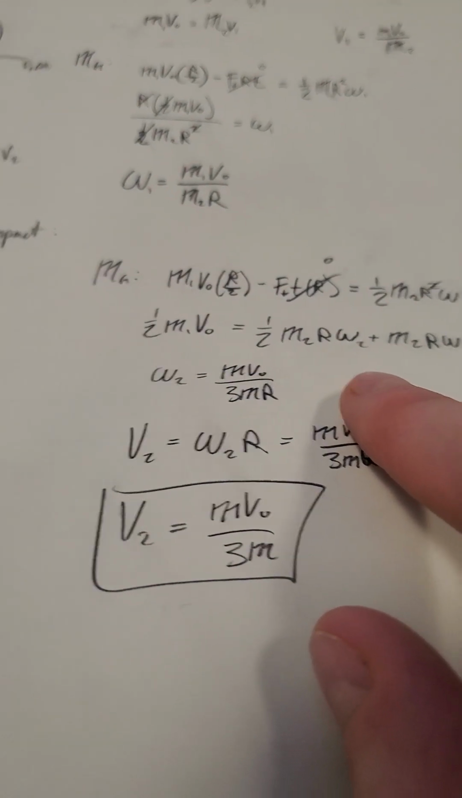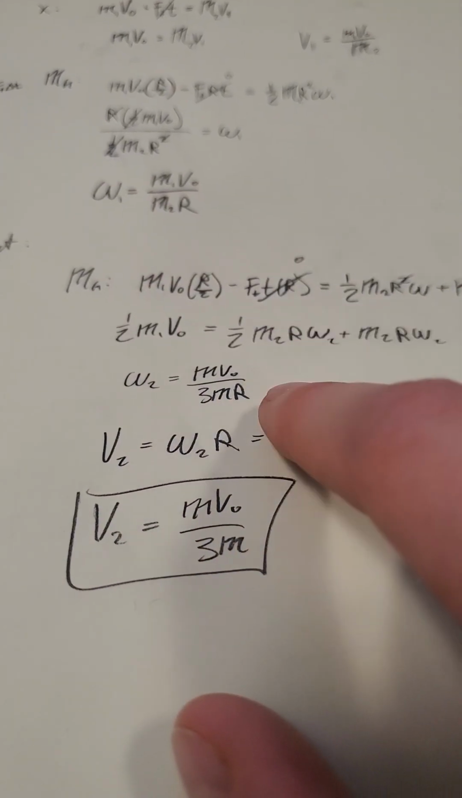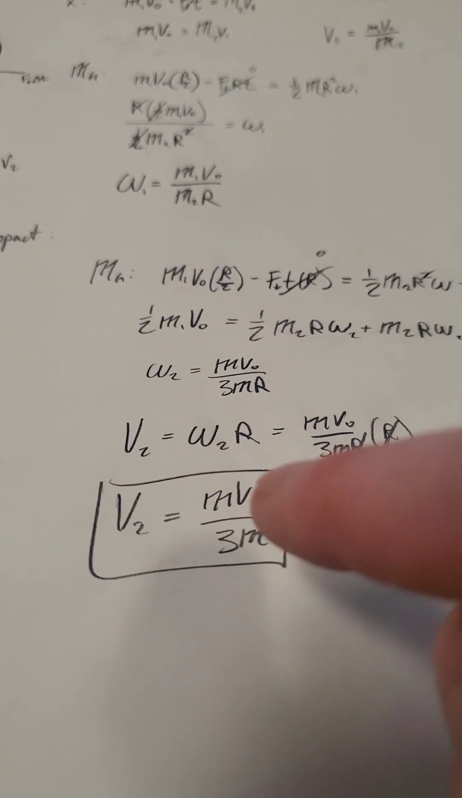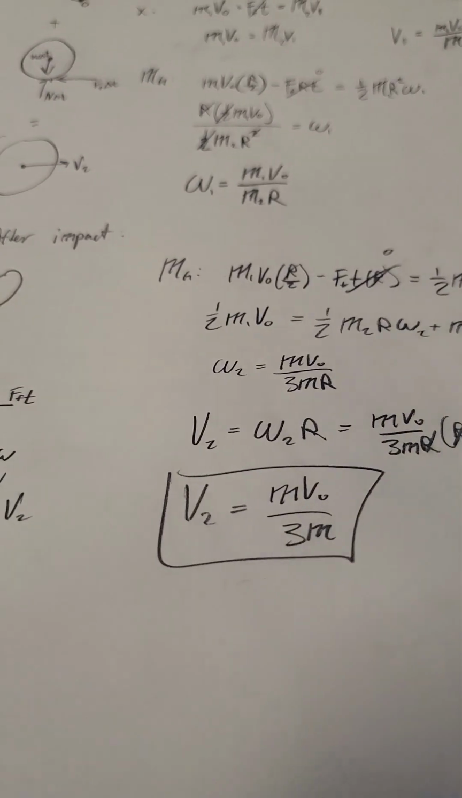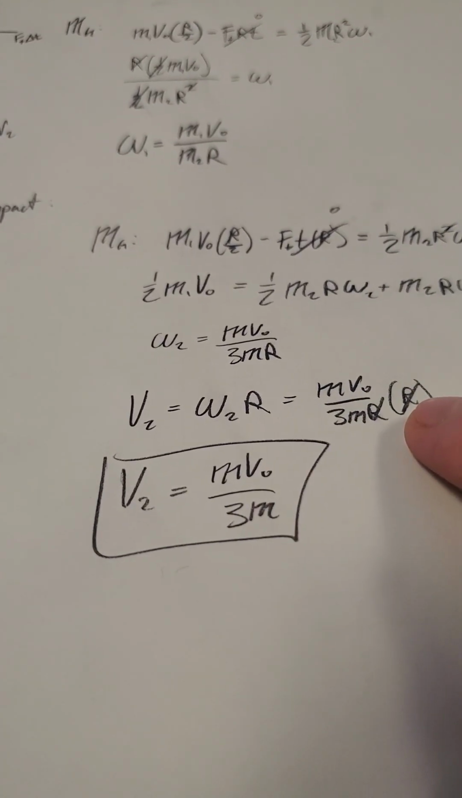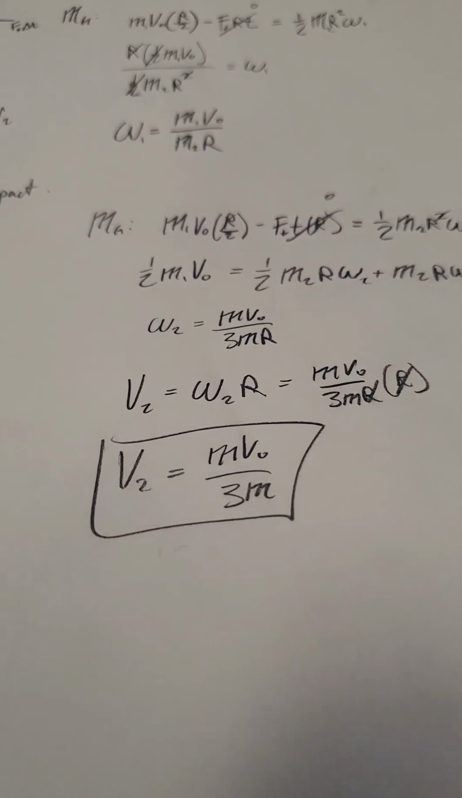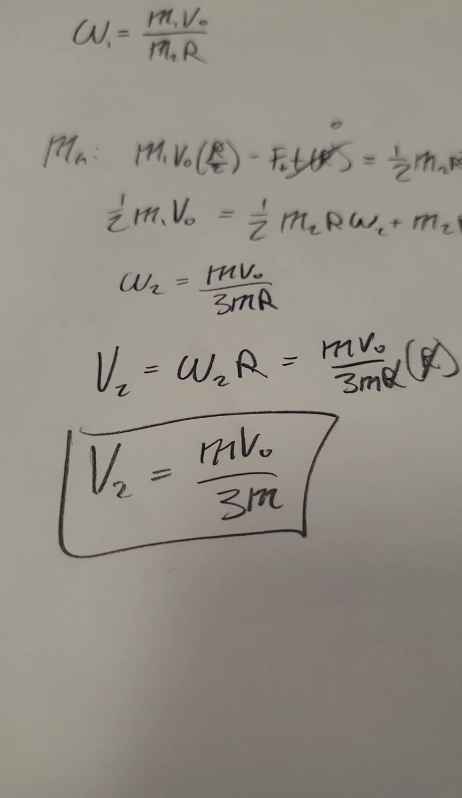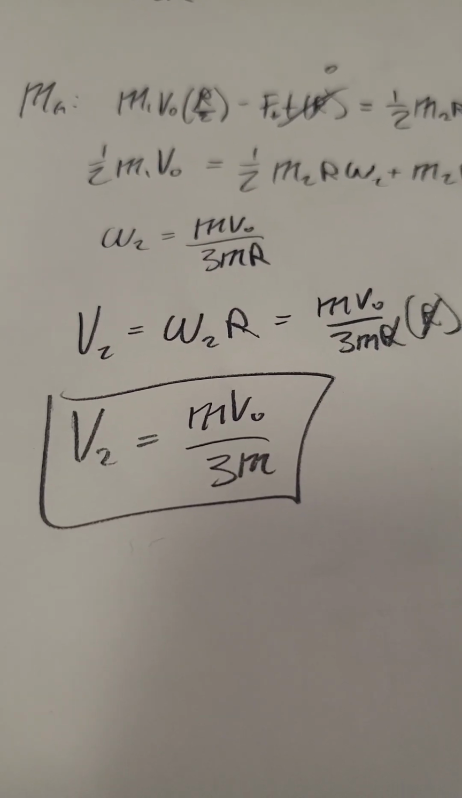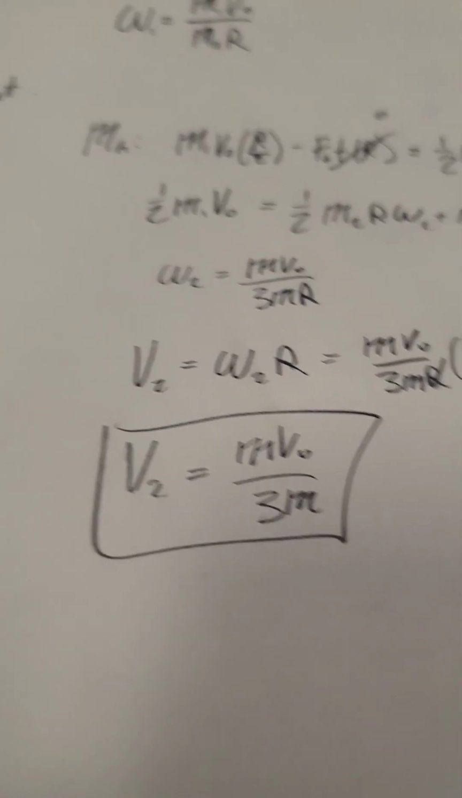We get some cancellation of the radiuses, or the radii, I should say, and you can solve for W2. And then v equals omega times r. So you can actually go backwards on that. And you're just multiplying what we just found by another r, which cancels out the r on the bottom. So we know that v2 equals mass times initial velocity divided by 3m.